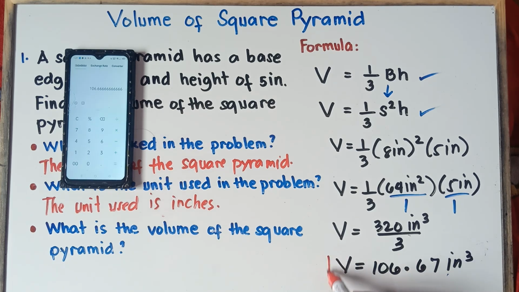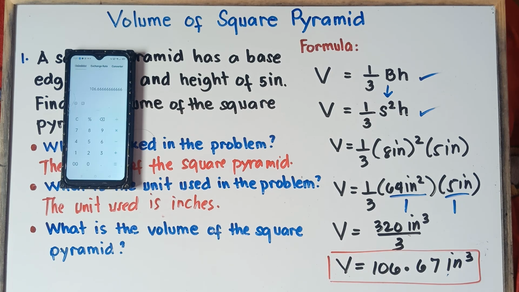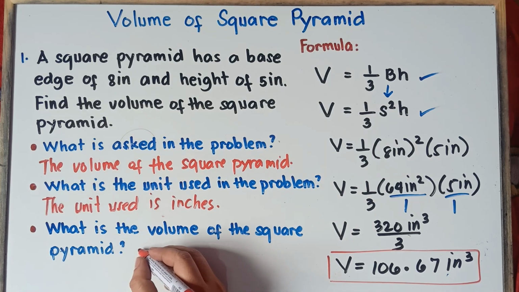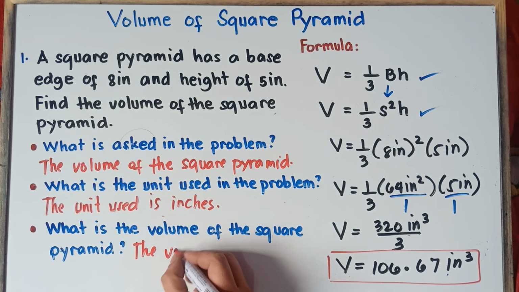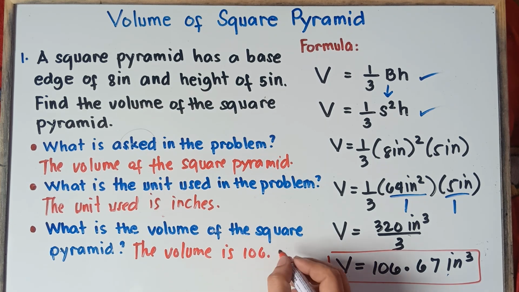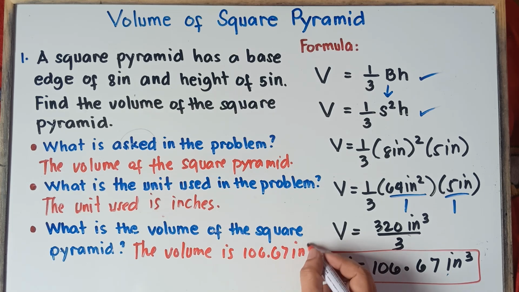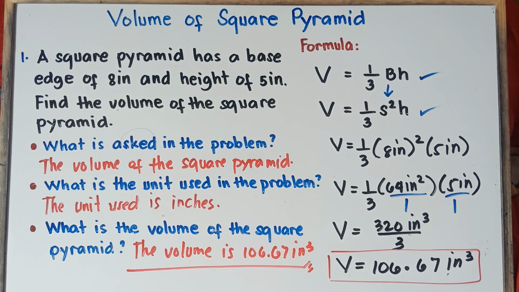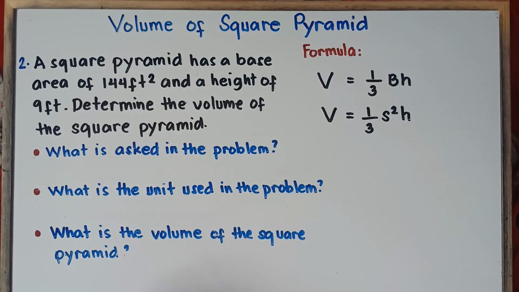That's it, class. That's the answer for number 1. Alright, so therefore we can say that the volume is 106.67 cubic inches. And we're all set for example number 1. Alright, so let's have another example, class. Example number 2. Alright, so let's work on example number 2.